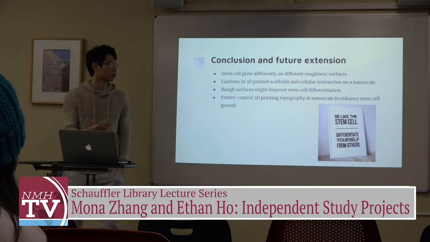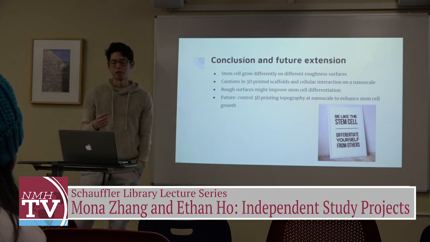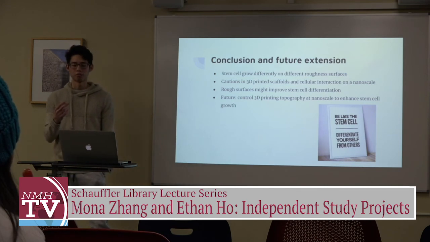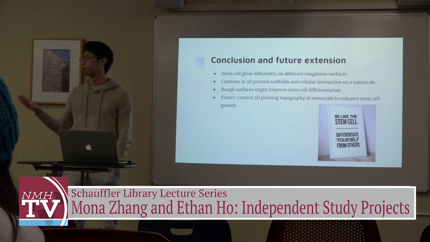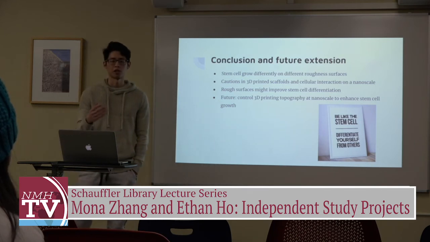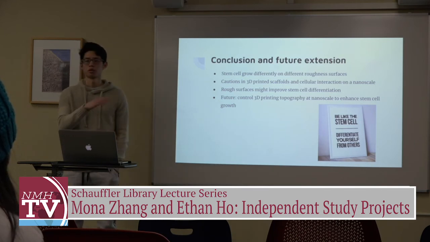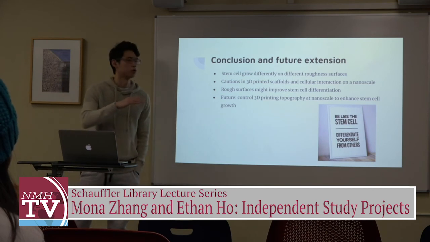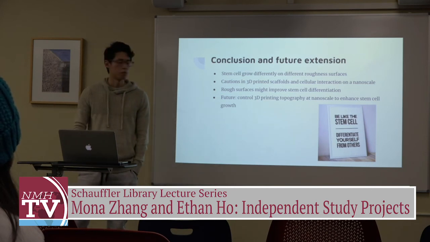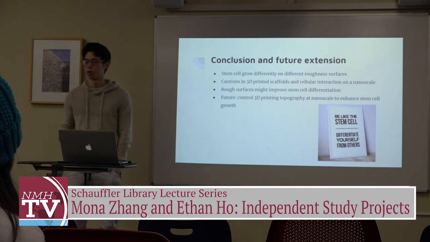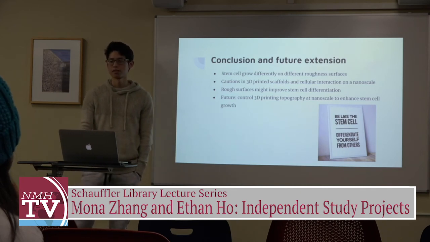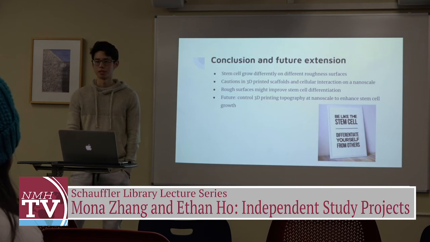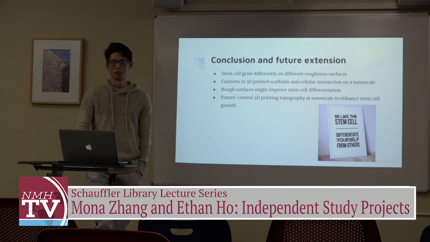But it also serves as a caution that with 3D printing there are a lot of nuances. When using stem cells with 3D printers and 3D printed scaffolds, we have to make sure that the speed is constant, or else we would yield different results. But in the future, we might be able to control these 3D printing topographies at a nanoscale and hopefully enhance stem cell growth and grow into organs and tissues.